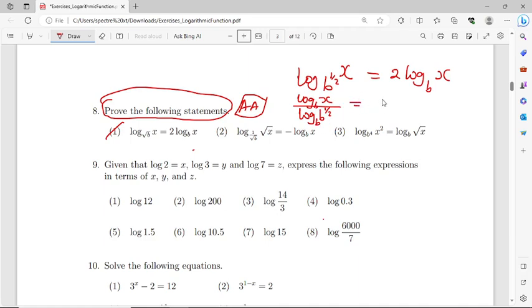Then you can just say that above you get log of x base b over, down here you can multiply a half on this side, then you will have log of b base b, this one becomes 1. So you remain with a half. So log x base b divided by a half is the same as 2 log x base b. So we have proved that it is true. That is how you prove.